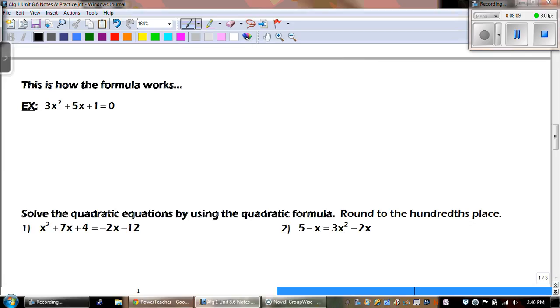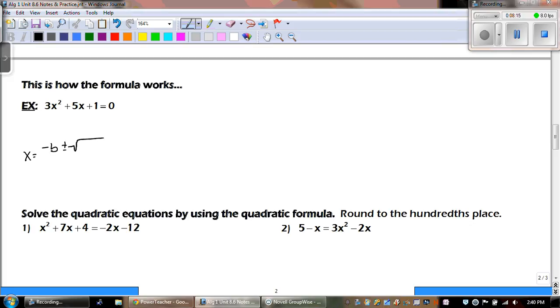Well, here it goes. x equals the opposite of b plus or minus the square root of b squared minus 4ac, all divided by 2a. Yeah, that's it. That's the equation. Now, we're not going to make you memorize it, but if you do, you can get extra credit.